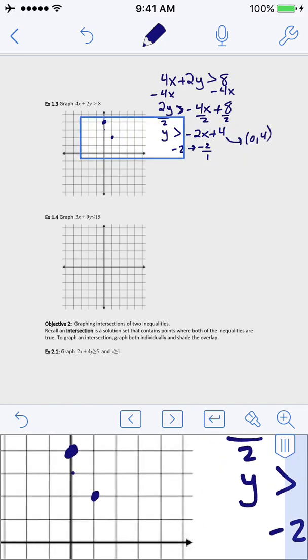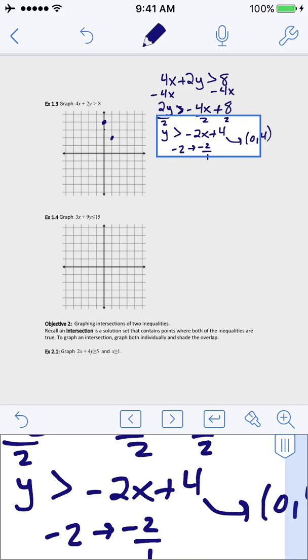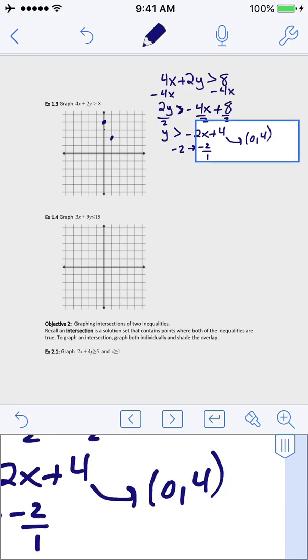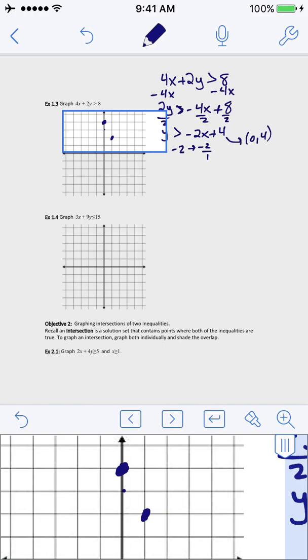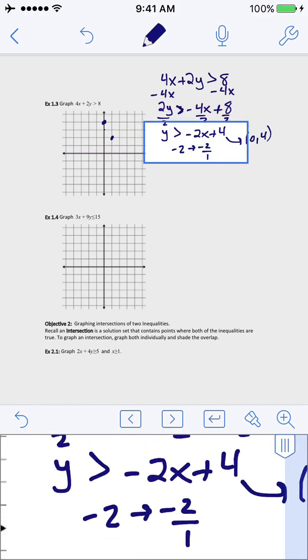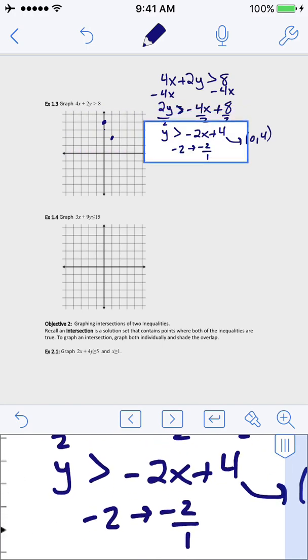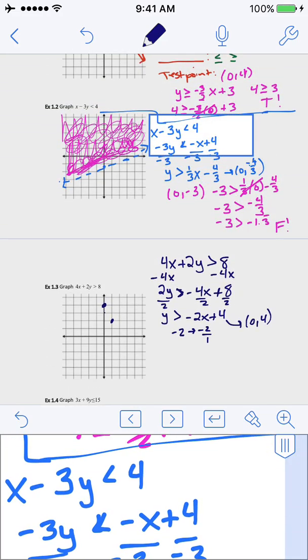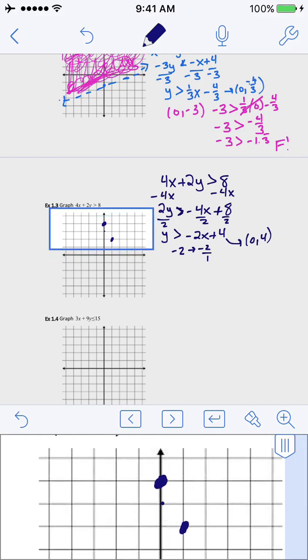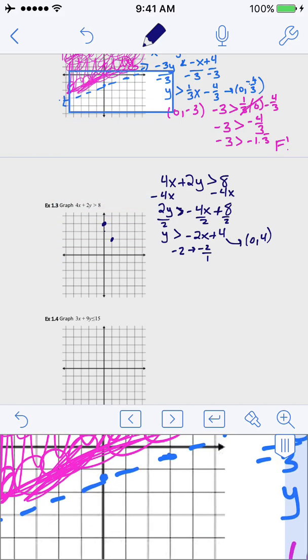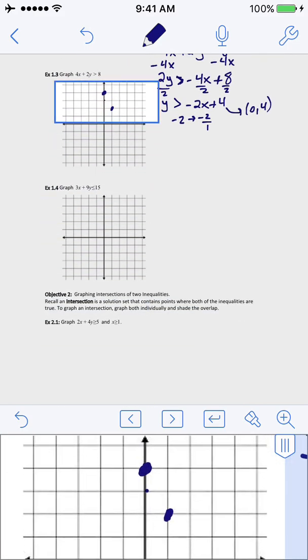All right, now pause before I draw my line. But, got to make sure that I've graphed that correctly. So I start at 0, 4, and I go down 2 over 1. Alrighty, now what kind of line do I want? Well, it's a strictly greater than, just like the last problem where it was a strictly less than and turned into strictly greater than as well. So strictly greater than is going to be a dotted line.